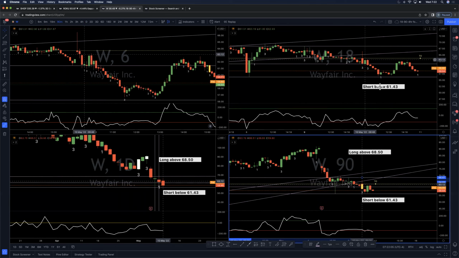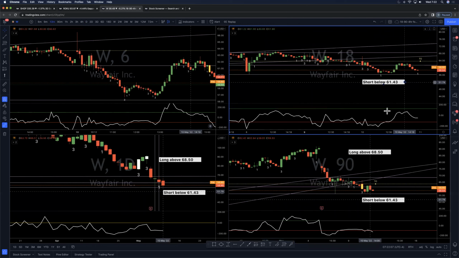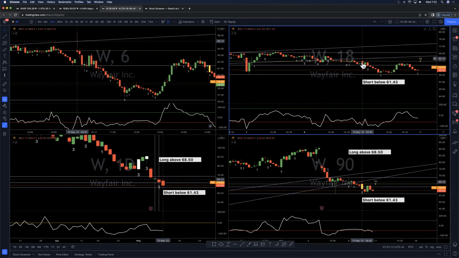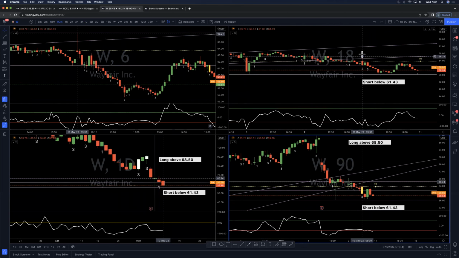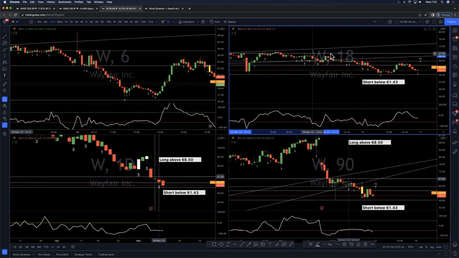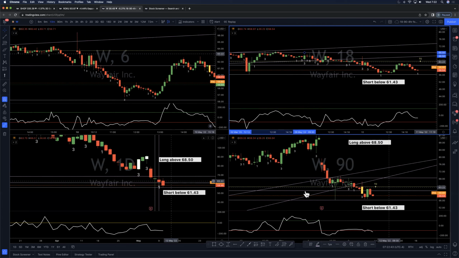But what we said was we were going to go long above 68.50. This isn't lining up for some reason, but I remember saying it needs to go above this day. I think I moved it. We said we're going to go long above prior day's high. That's yesterday. I think this got messed up, but that's this range here.